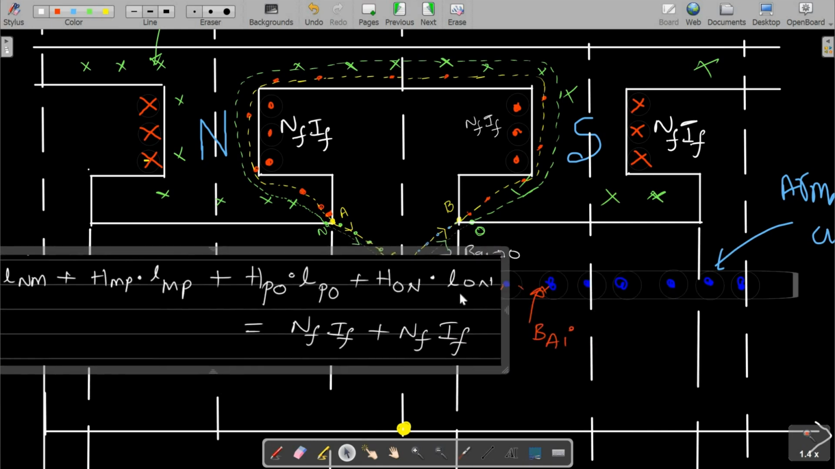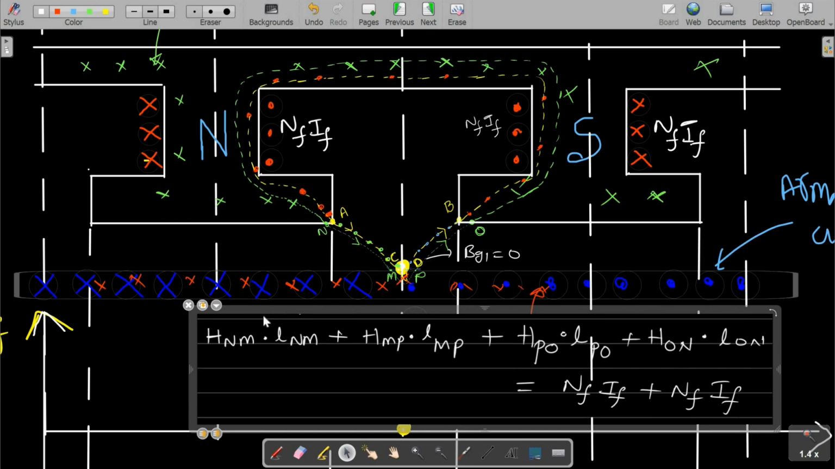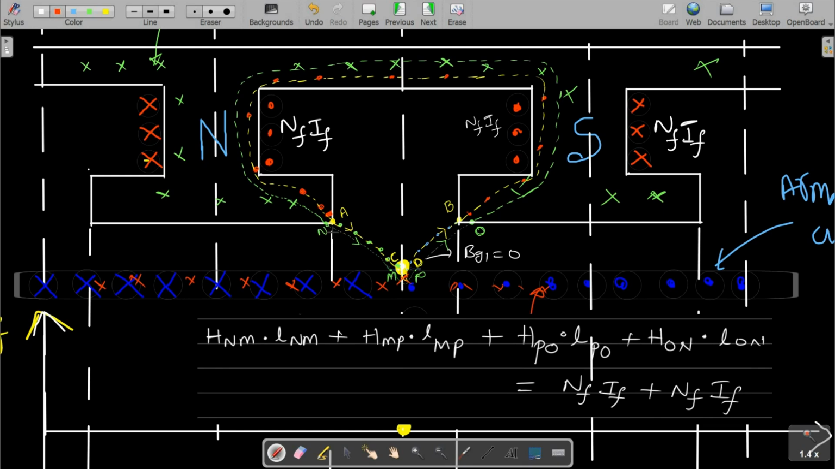First we will see HNM. This HNM is nothing but the magnetic field intensity everywhere on this NM line. And LNM is nothing but the length of this line, LNM, okay?